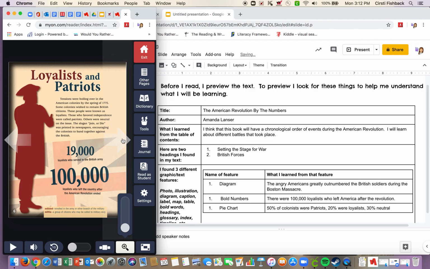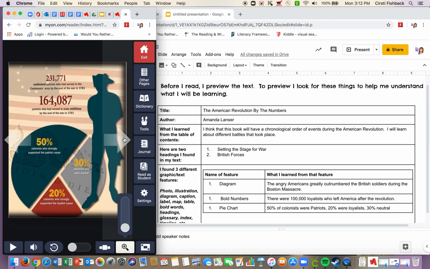The last thing I found was this pie chart. This pie chart represents all of the colonists, all of those people that lived in America during the American Revolution, on American land. 50% of them were patriots, 20% were loyalists, and 30% were neutral. Neutral meaning they couldn't decide which side they belonged on, so they couldn't choose. I think that's a good representation and a way to picture how many people were actually patriots, how many were loyalists, and how many couldn't decide. So I wrote that down over here as well.